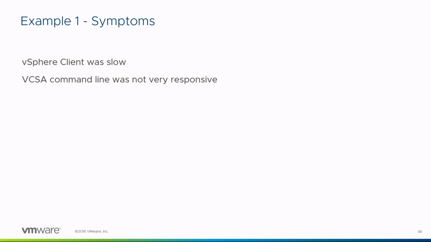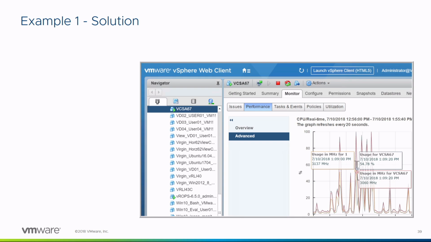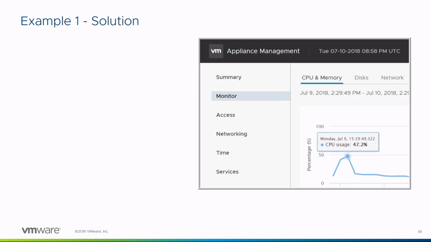I was working with a coworker, and his vSphere client was really slow, and the VCSA command line wasn't very responsive. So we went ahead and started digging into it, brought up the vSphere client, brought up the charts for the VCSA, and you can see that we have some vCPUs on it that are maxing out at about 100%. Not a good thing. So we went ahead and brought up the VAMI tool. The VAMI tool showed us something a little bit different. It showed us that it was only using 50%.